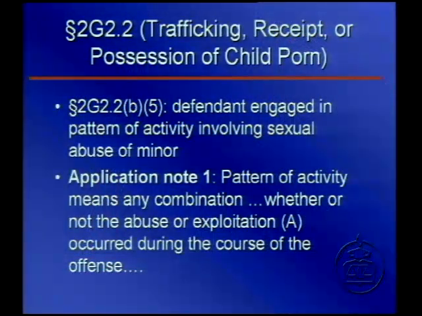And let me give an example of where this 1B1.3A4 comes into play. 2G2.2 is the guideline that is associated with the trafficking, receipt, or possession of child pornography under 18 U.S.C. 2252. One of the specific offense characteristics at this guideline is that 2G2.2(b)(5) states that there is a 5-level increase if the defendant engaged in a pattern of activity involving sexual abuse of a minor. Now remember, the person who is being sentenced using this guideline at 2G2.2, his offense of conviction is trafficking, receipt, or possession of child pornography. It's not the sexual abuse of a minor.